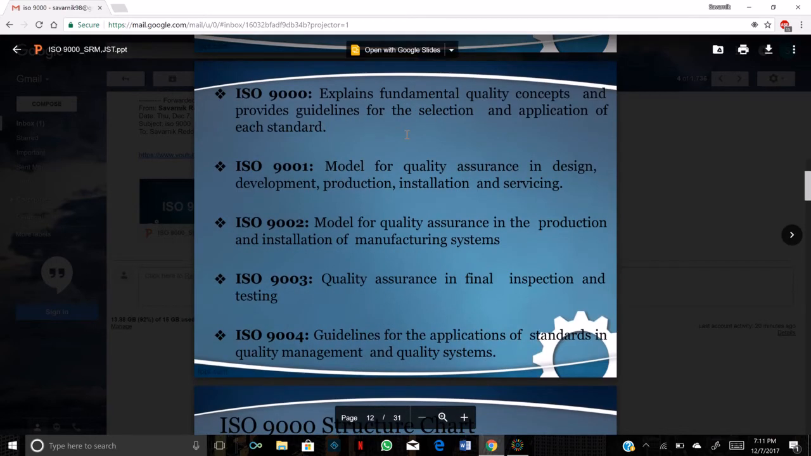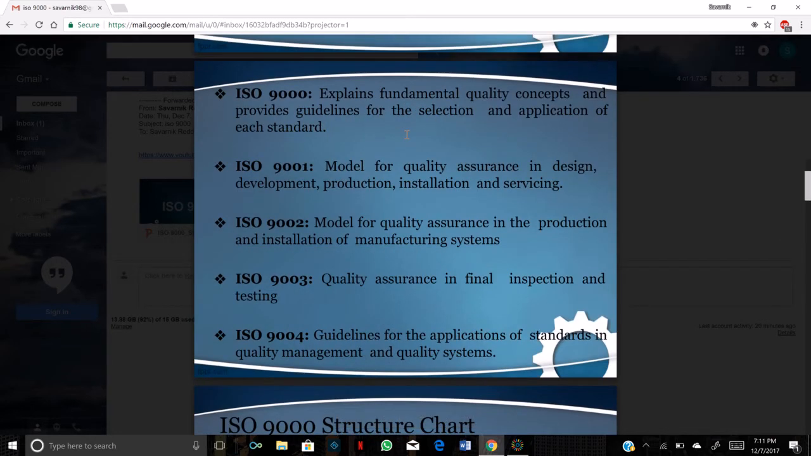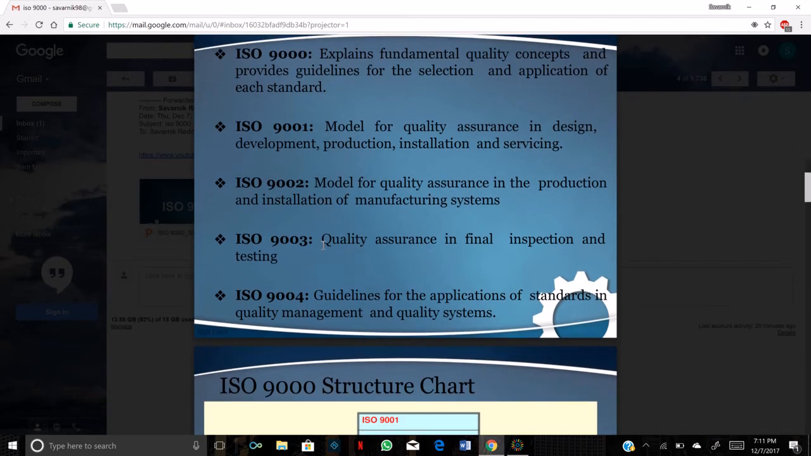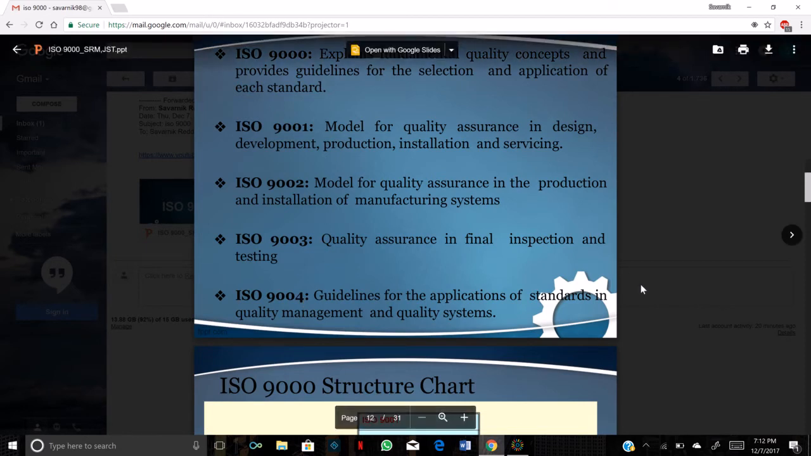The ISO 9000 just explains the fundamental quality concepts and gives guidelines for the application of each standard, whereas the 9001 is based on the model for quality assurance in the design, development and everything that goes into the production of the product. And ISO 9002 is a quality assurance plan that is mainly focused upon the production and installation of the manufacturing systems. The ISO 9003 quality assurance was mainly focused upon the final inspection and testing of the product. And as we discussed, the 9004 ISO is just a guideline for all the other standards.